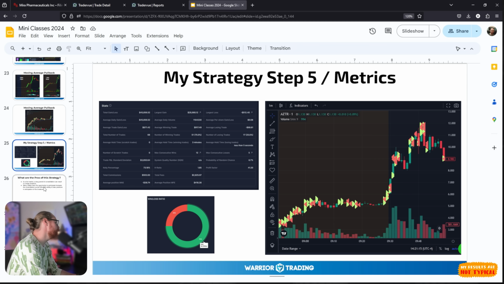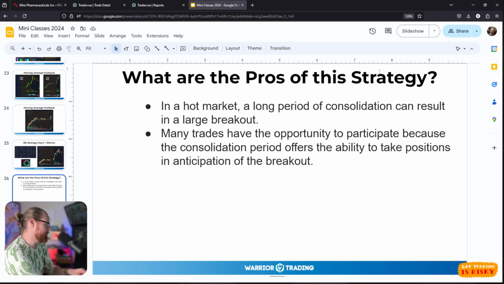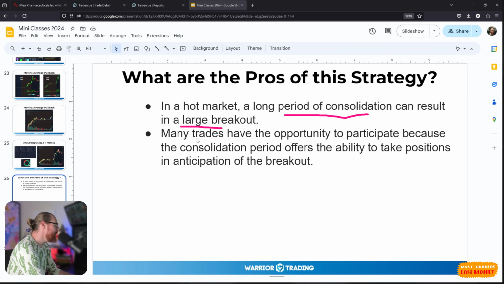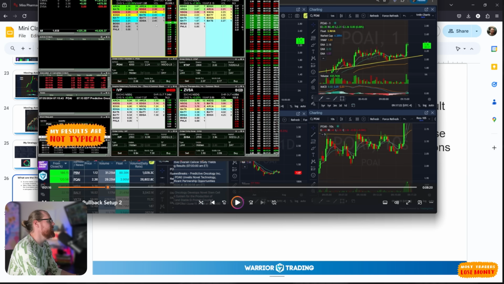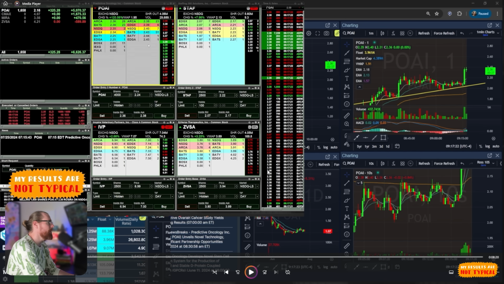So when we talk about the pros of this strategy, in a hot market, that long period of consolidation can result in a really large breakout. Many traders, I've got to fix that typo, have the opportunity to participate because the consolidation period offers the ability to take positions in anticipation of the breakout. So people are buying, accumulating while we're going sideways because they're expecting that the stock is going to go higher. They're looking at it and they're thinking, look, this thing has news. I like it. I want to buy it.